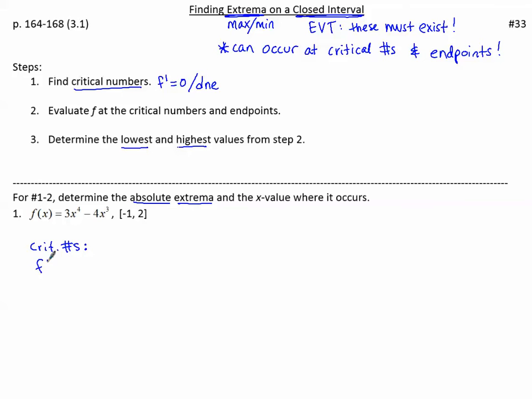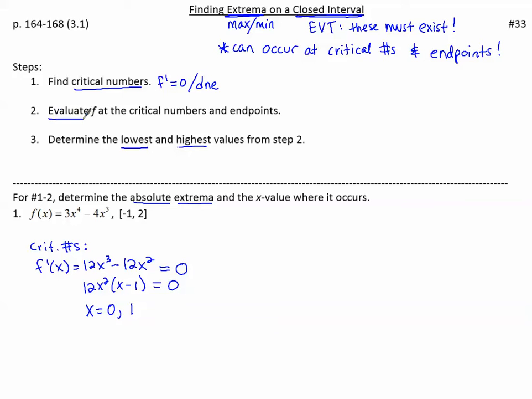Take the derivative, 12x cubed minus 12x squared. Since critical numbers is where the derivative equals 0 or doesn't exist, I notice that this is a polynomial. There is no place where this polynomial doesn't exist, so I'll go straight ahead to equals 0. We can factor this, and we see two critical numbers, x equals 0 and x equals 1.